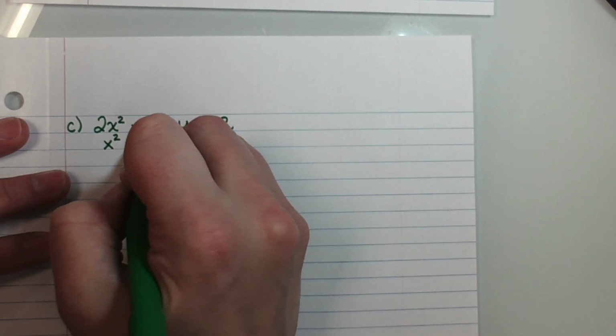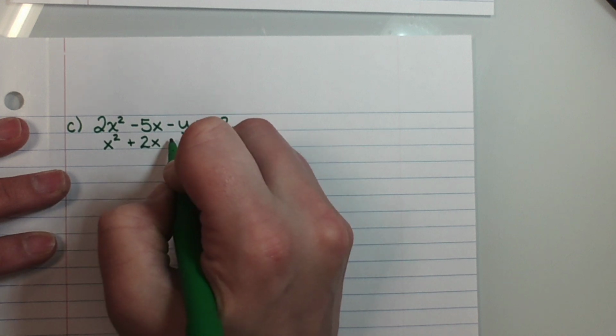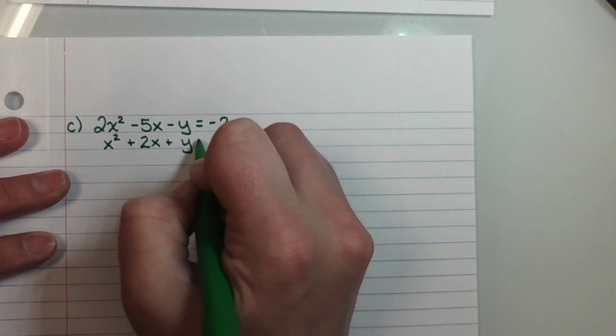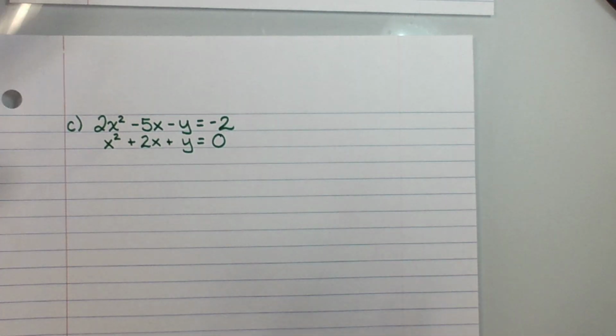This next example, both equations are quadratic. How do I know they're both quadratic? They both have x squared.